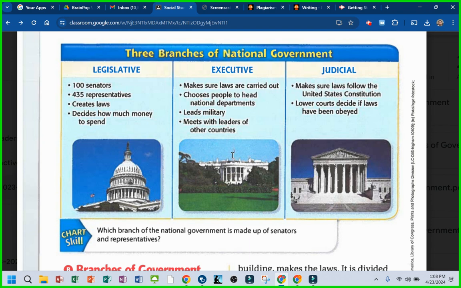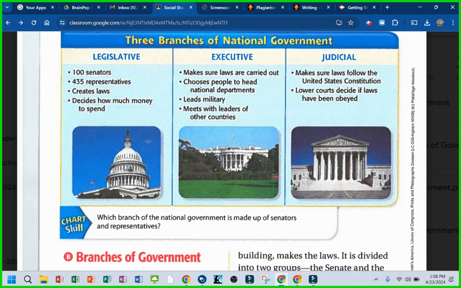Who is the commander in chief of our military? Yes, the president of the United States. The president is the leader of our military. And the executive branch meets with leaders of other countries.